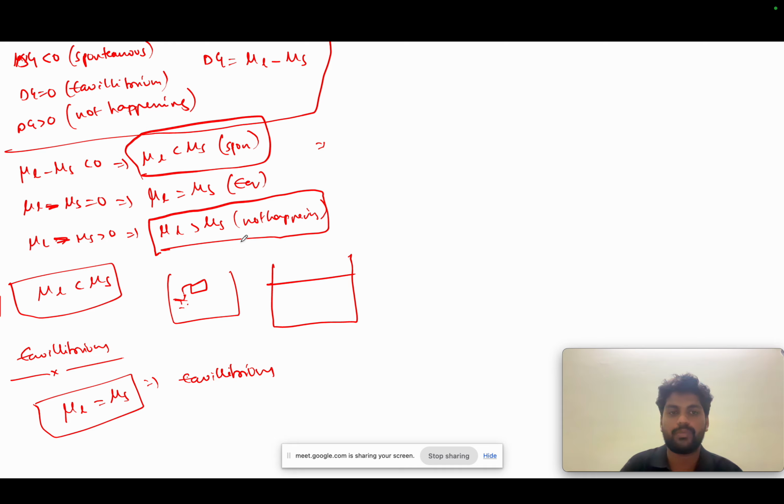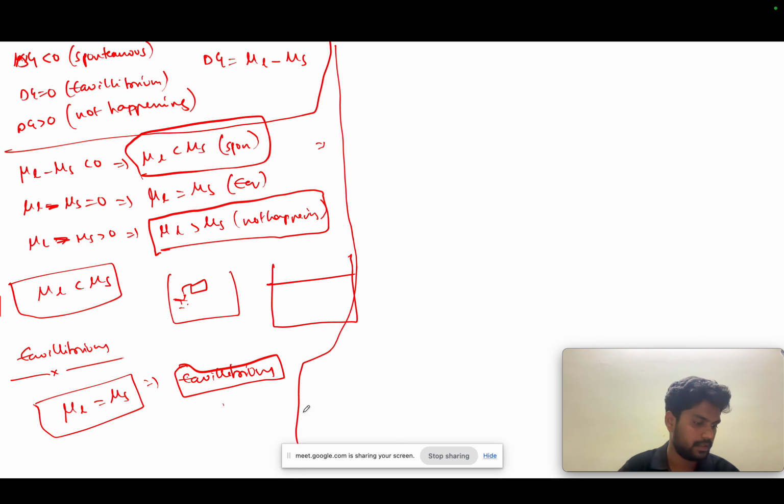So just remember spontaneous and equilibrium. We will talk about this much further in the phase equilibrium conditions. If you remember these two equations, we will talk much more about this in phase equilibrium. So once we have this equation, any doubts regarding up to here? If there are no doubts, then what we can do.